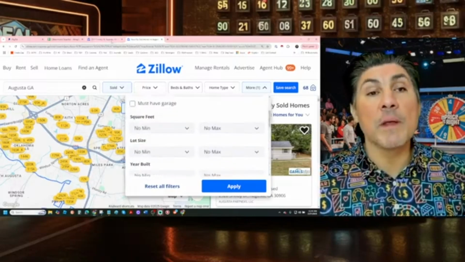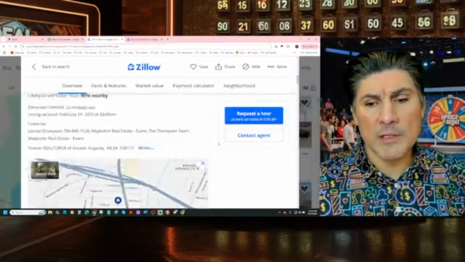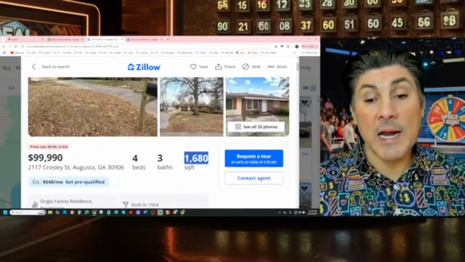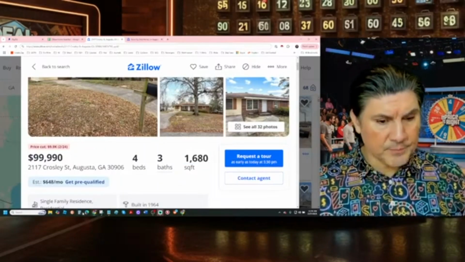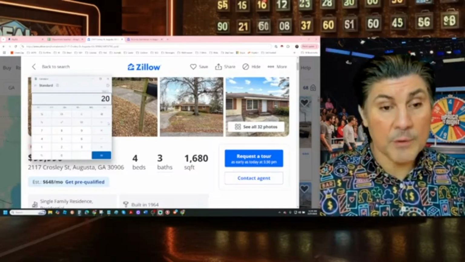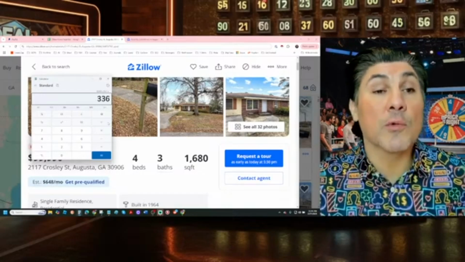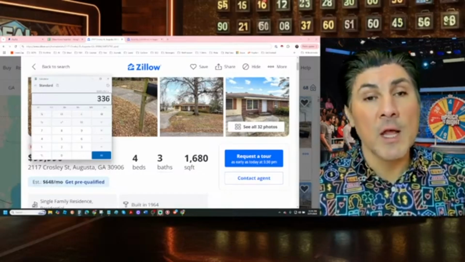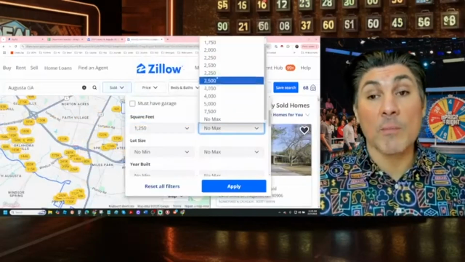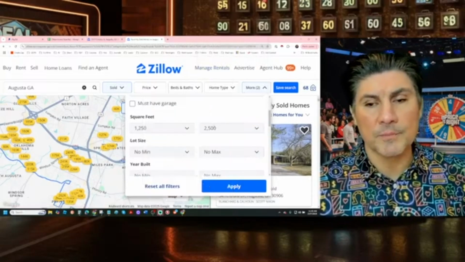Your square footage should not be more than 20% up and 20% down. So in this case, the property is, how big is it? 1680. So if I use a calculator, 1680 times 20% is 336. So I can go 336 up and I can go 336 down. In this case, because they started at 1250, excuse me, they have their own presets, I'm going to go 23 up and 23 down, which means I can probably go up to 2500 as well.